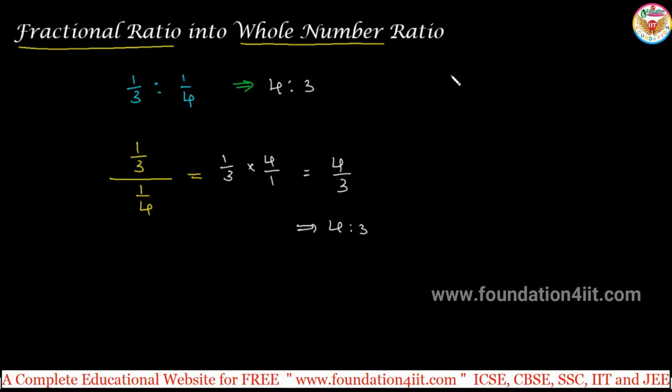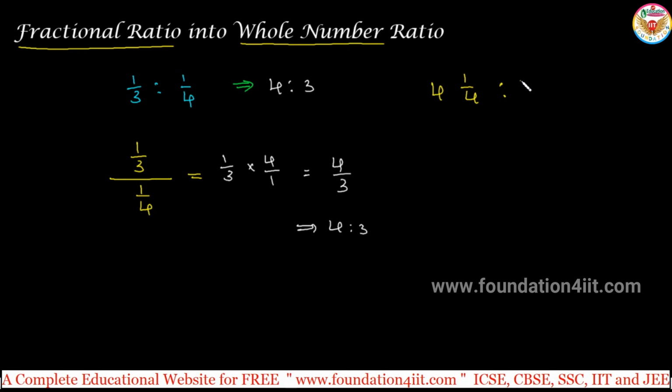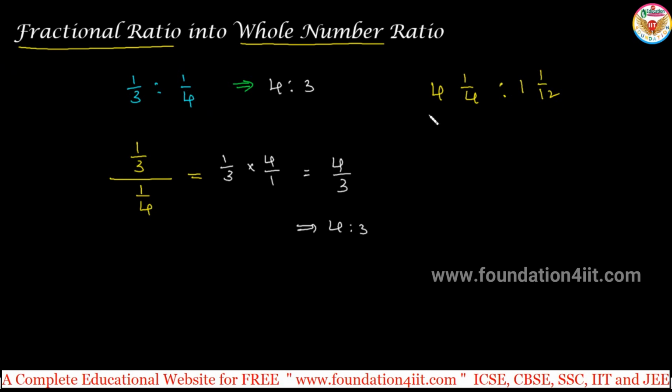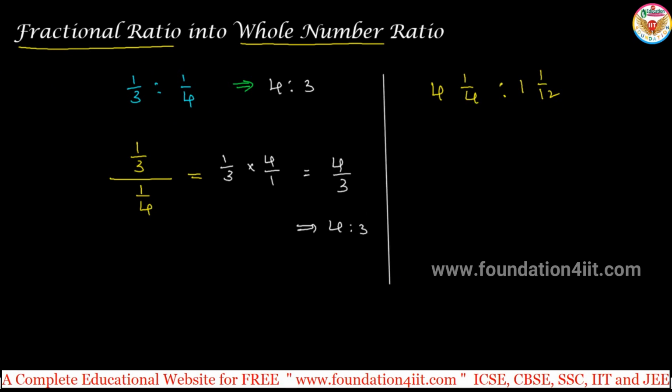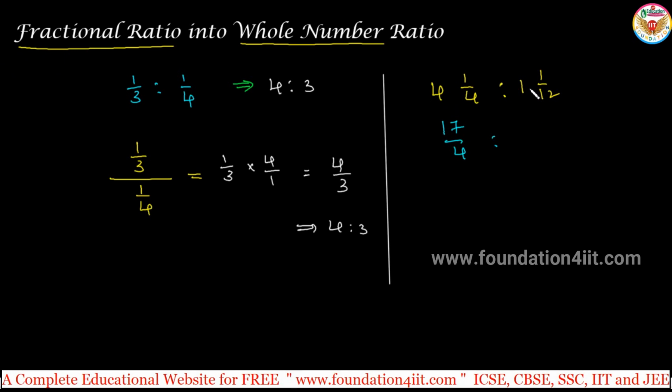Let us see one more example. 4 1 by 4 is to 1 1 by 12, mixed fractions. First fraction divided by second fraction. This is one method if the numbers are easy, or else there is one more method. If you see here, 4 1 by 4, convert this into an improper fraction. 4 fours are 16 plus 1, 17 divided by 4. 12 times 1 is 12 plus 1.